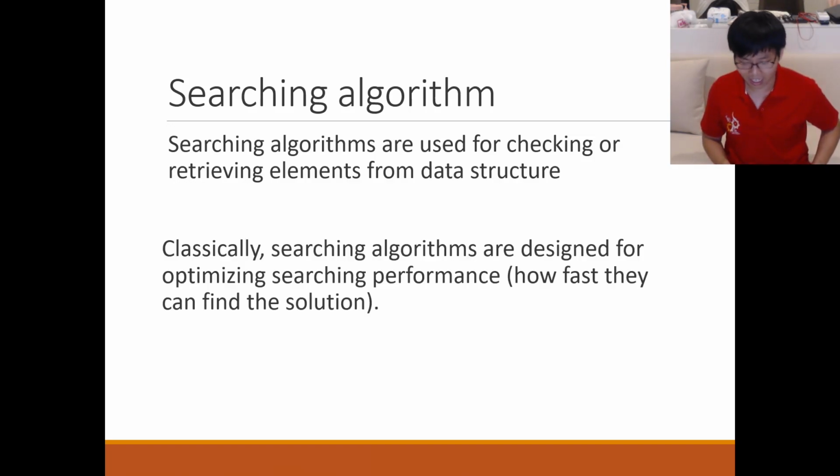And classically, when you think about searching algorithms, we're going to compare the speed. If one algorithm can search faster than another, then that one is going to be much more popular. That's a simple logic.